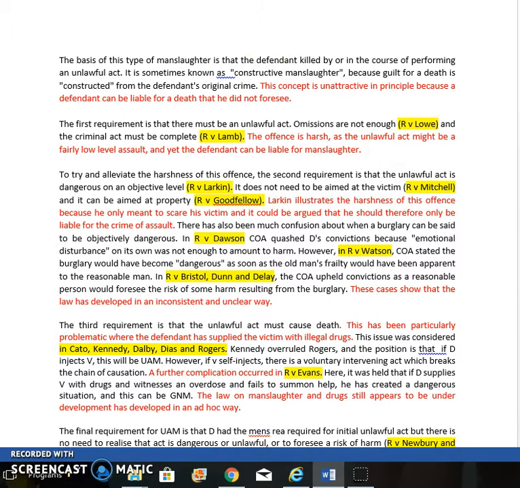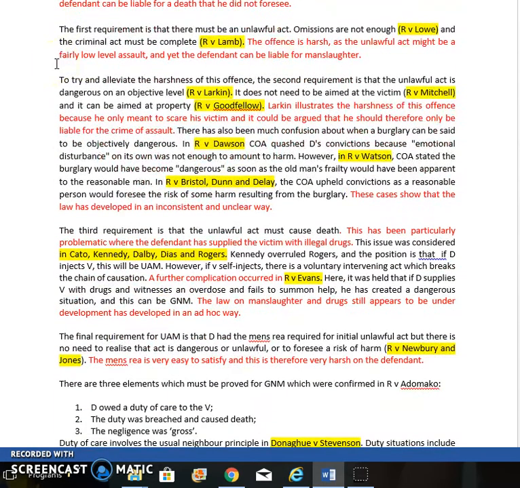sentence. Now, because that is harsh, the second rule for unlawful act manslaughter is that the unlawful act should be dangerous on an objective level. That comes from Larkin. It doesn't need to be aimed at the victim. So in Mitchell, we saw the defendant didn't actually physically touch the little old lady who fell over. And it can even be aimed at property. So in Goodfellow, the issue was fire of a building.